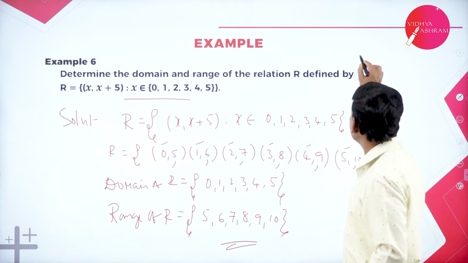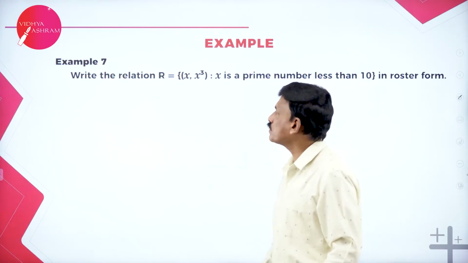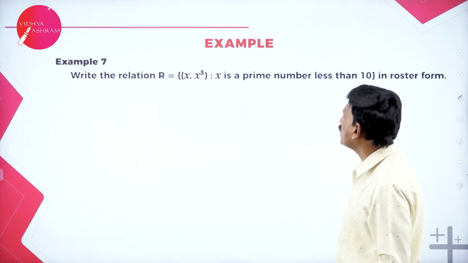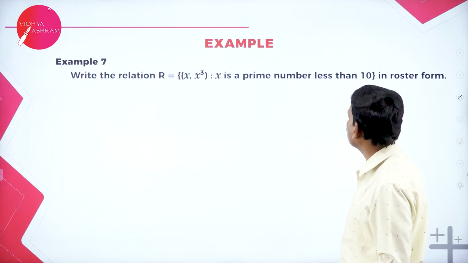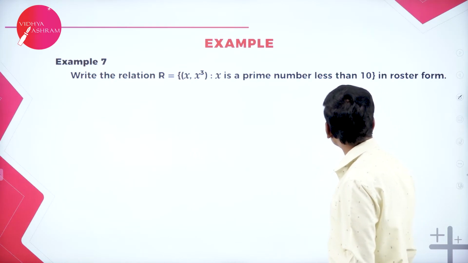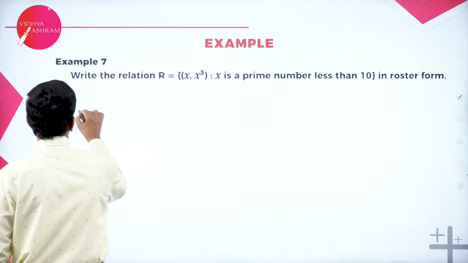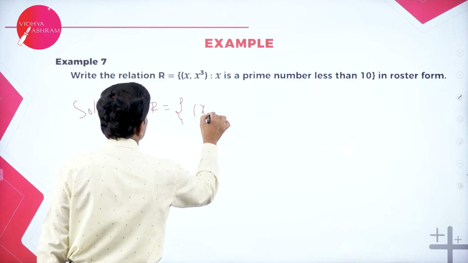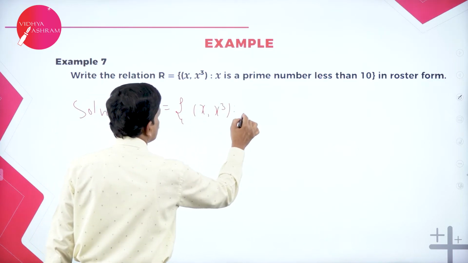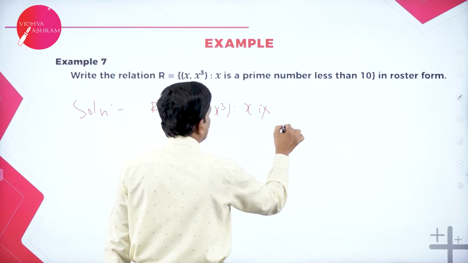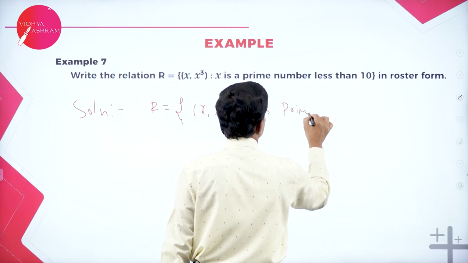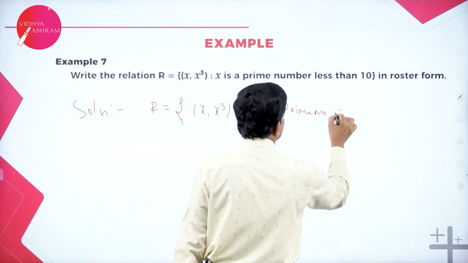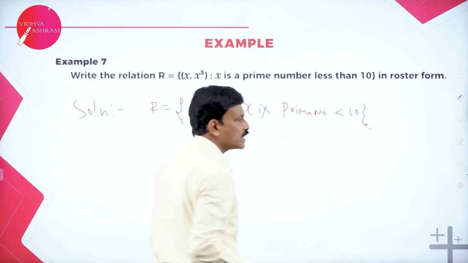This is also an important problem. Let us come to the next problem. Write the relation R equal to {(x, x cube)}, where x is a prime number less than 10, in roster form. So what is given here? R is a set of (x, x cube) such that x is a prime number less than 10.